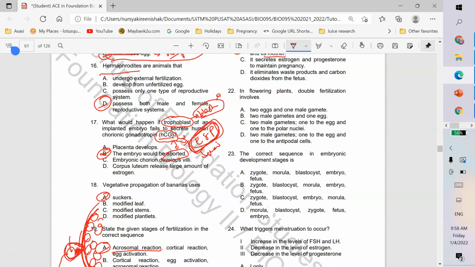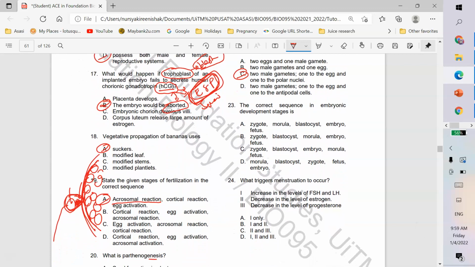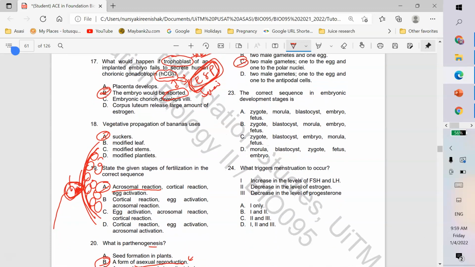Raihana. 22. In all plants, double fertilization involves B, 2 male gametes and 1 egg. One will fertilize with the egg cell, become zygote and become seed, while the other will fuse with 2 polar nuclei, jadi endosperm. Okay, so that is the answer, C. So thank you, Raihana. Next is Raja.